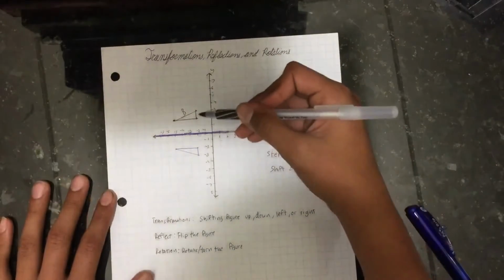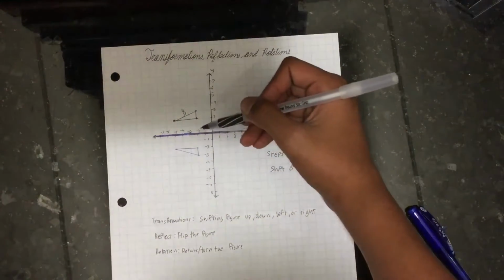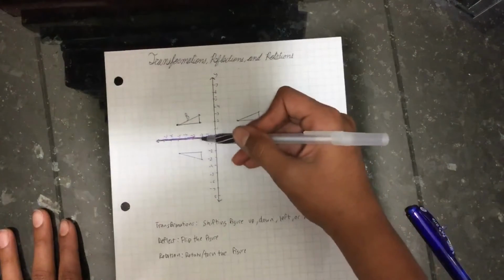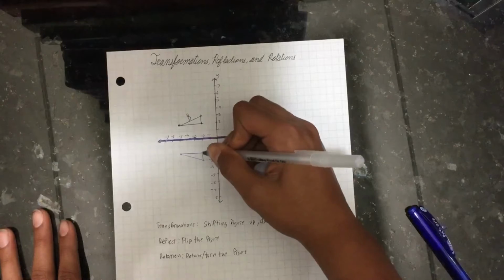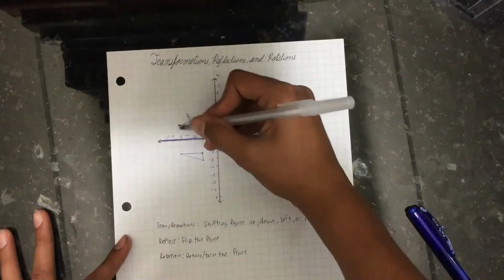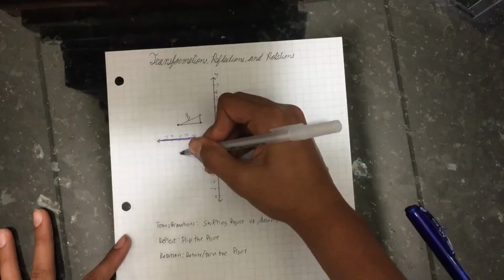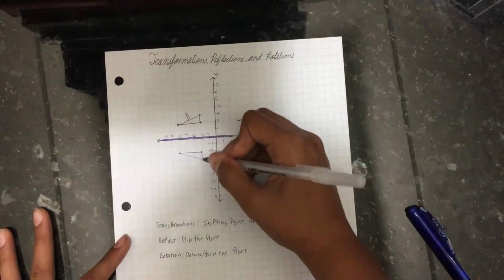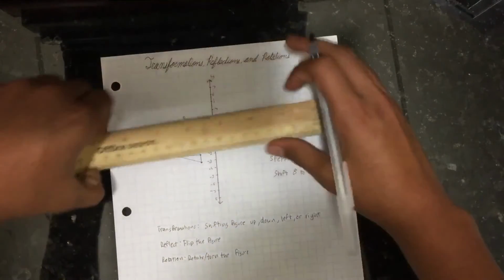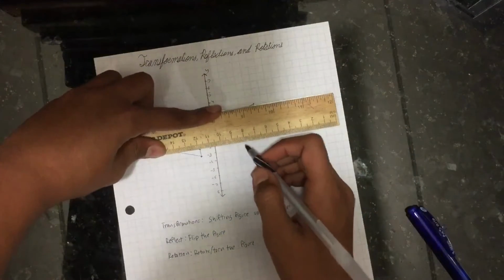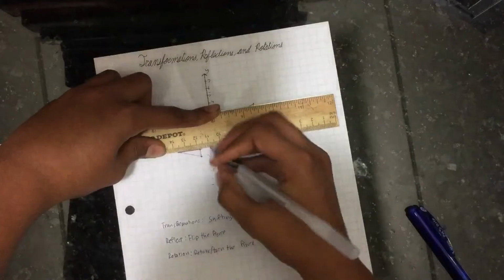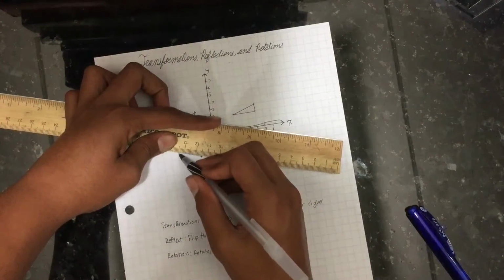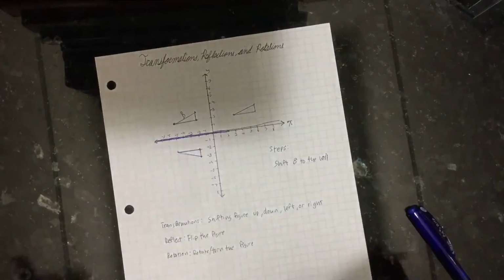So if I were to reflect along here, remember it's a mirror image. So it's 2 away from the line here, so it has to be 2 away from here. So it ends up being here for this first point. Second point, 2 away here. Last point is 3 away, so it's going to be 3 away. And as you can see, that's how you reflect.